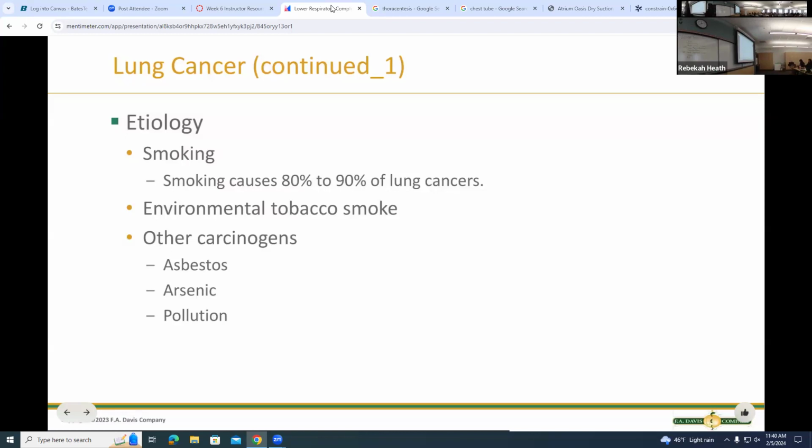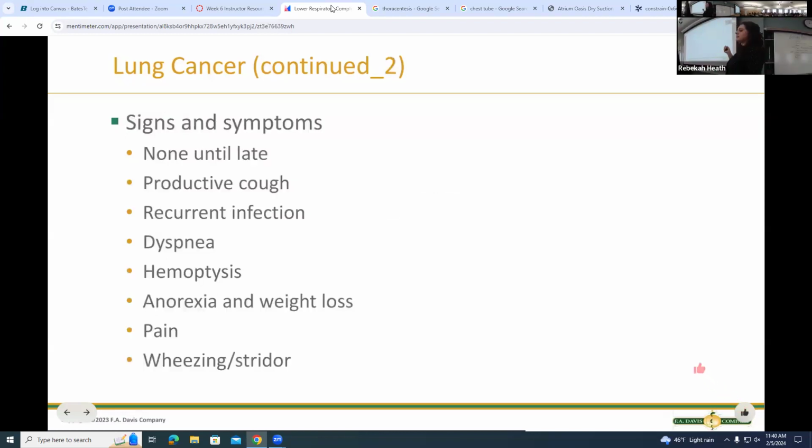Some signs and symptoms. A lot of times, especially with smokers that have a chronic cough, they might not have signs and symptoms that we recognize until later, when the cancer has developed. They might have recurrent infections. A lot of times we look at anorexia and weight loss. Anorexia meaning they're just not wanting to eat. They're not very hungry. They're losing weight without trying to.